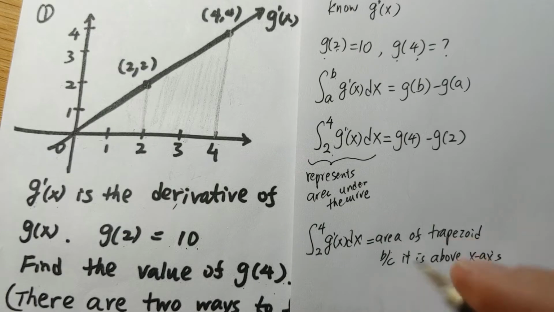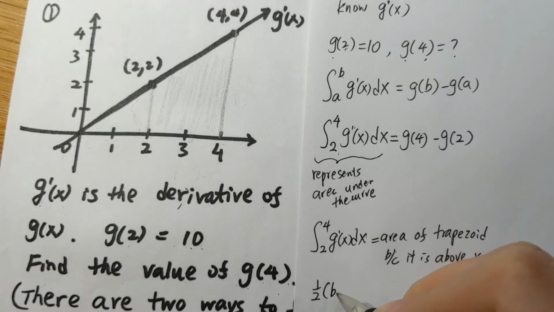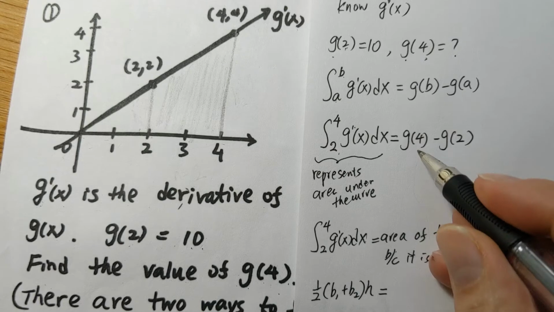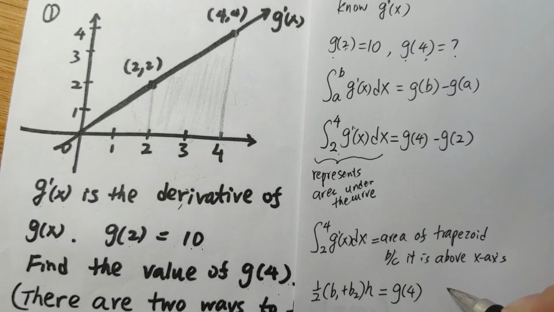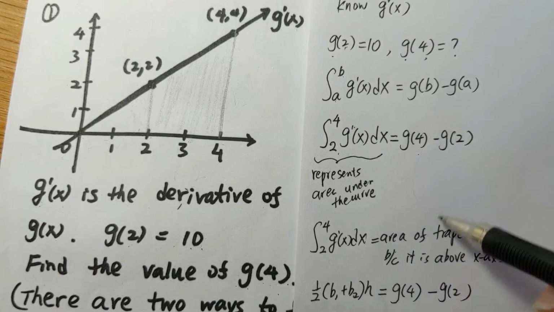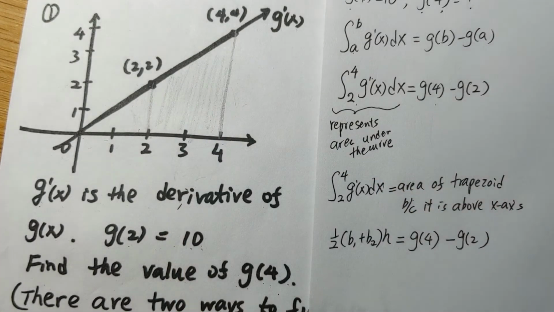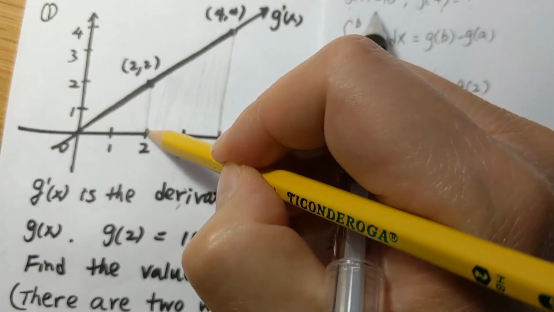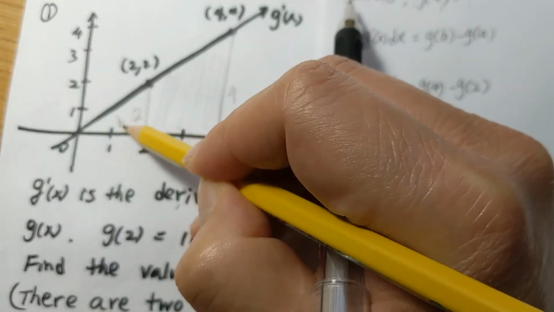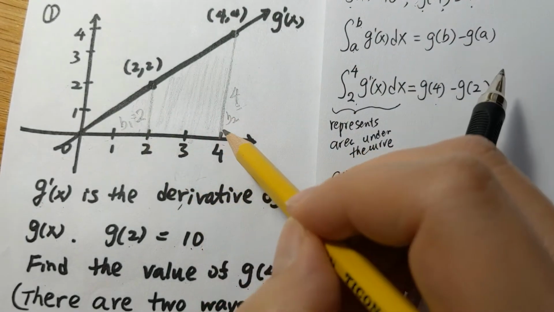So now we're going to use the formula, which is 1/2 times base 1 plus base 2, times the height. And we bring down g of 4 minus g of 2. This equals g of 4 minus g of 2. Let's take a look at this part over here. We know that this is going to be 2 units, and this is going to be 4 units. So we got base 1, and we got base 2. And this is going to be the height.